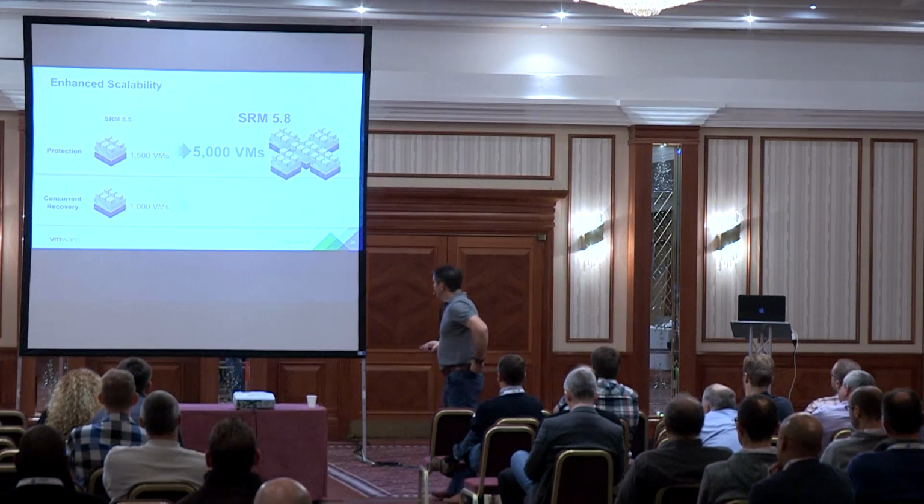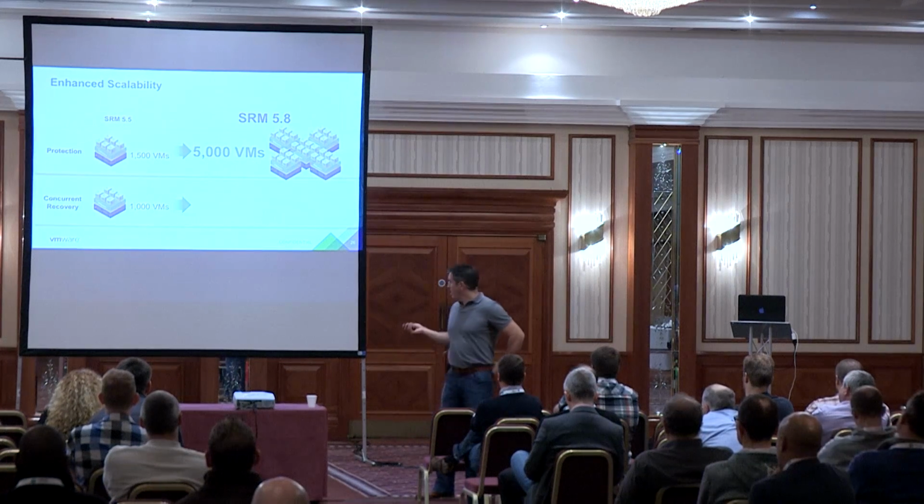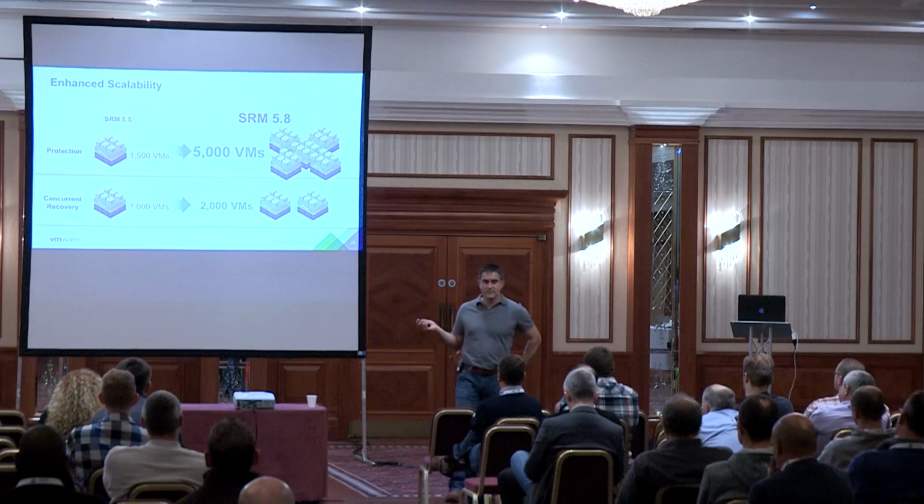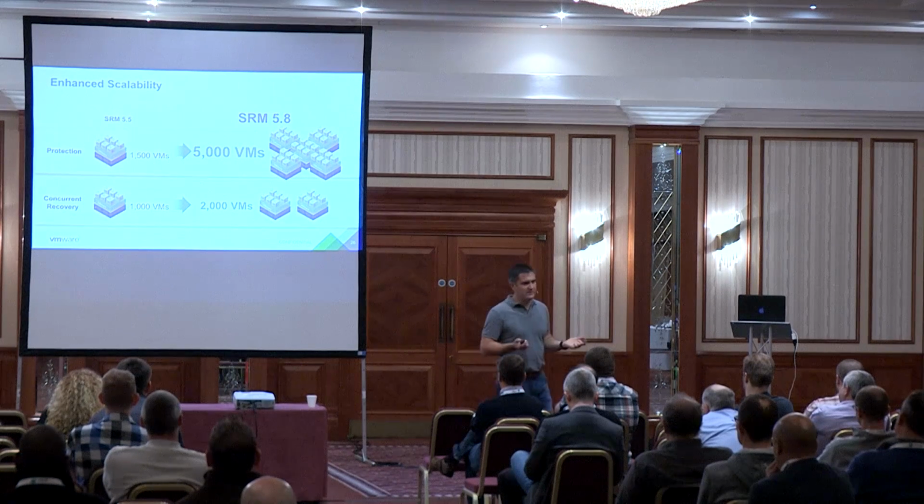Scale's gone up, so you can go up to 5,000 protected VMs now, or 2,000 concurrent. So if you do the maths, that basically means if you had 5,000 VMs all sitting in one place to protect them, you would need 3 recovery plans. The first two would have 2,000 in each, and the last one would have 1,000.